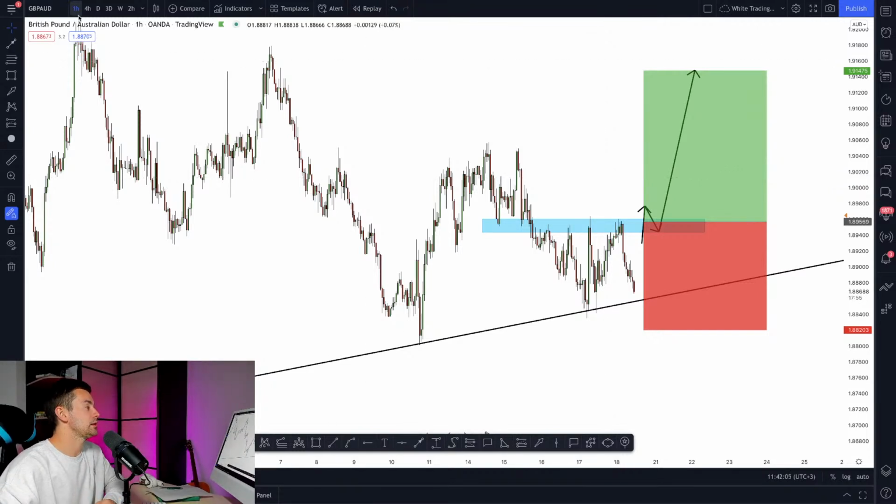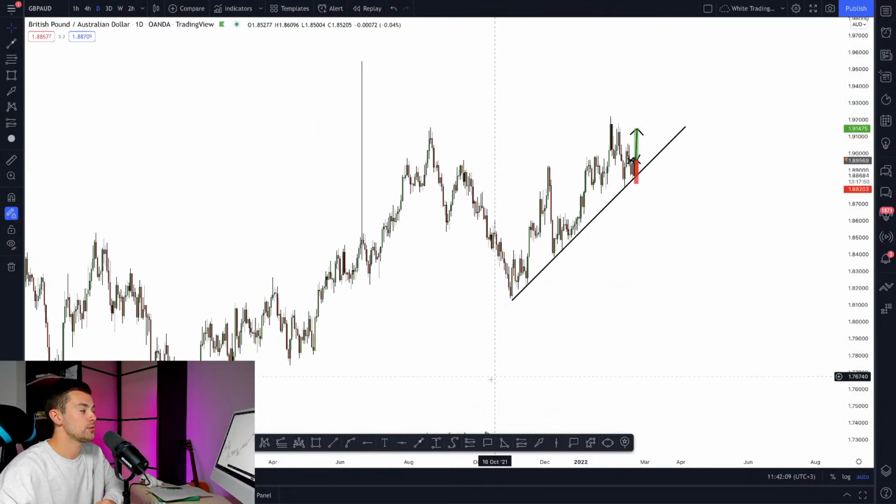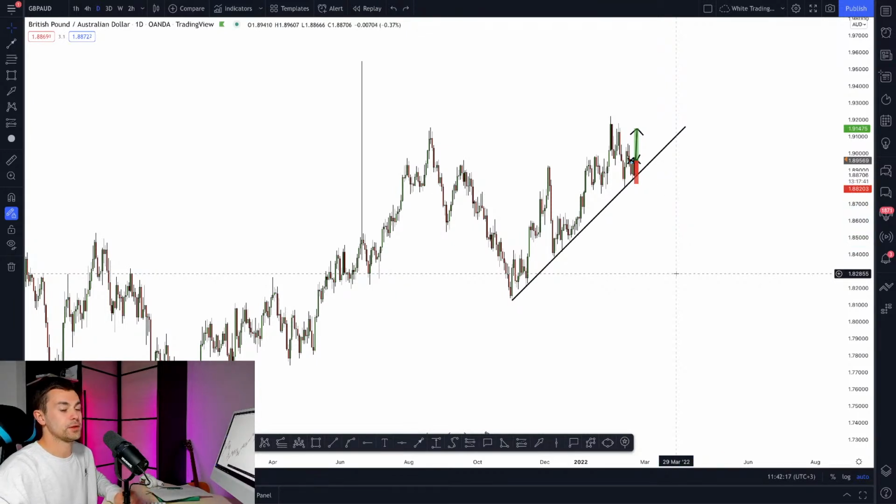And remember that in case the price violates this trend line to the downside, in case we see the breakout of the trend line to the downside, strong bearish movement will be expected on the pair. So that is what I see on Pound Aussie.